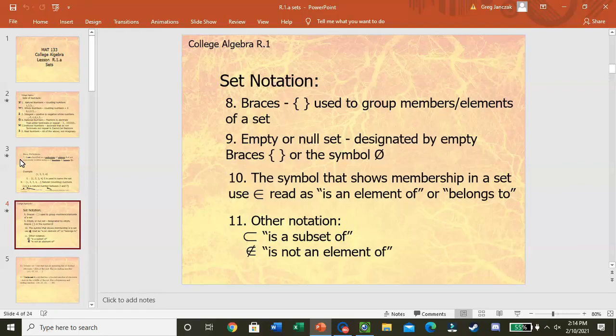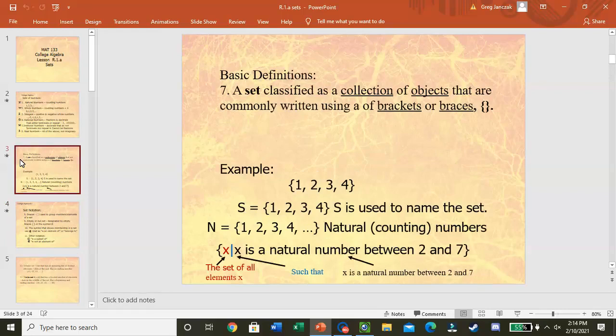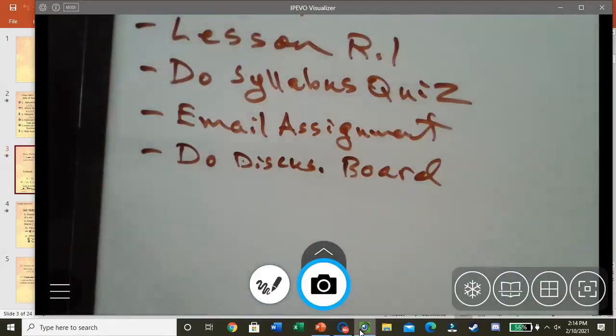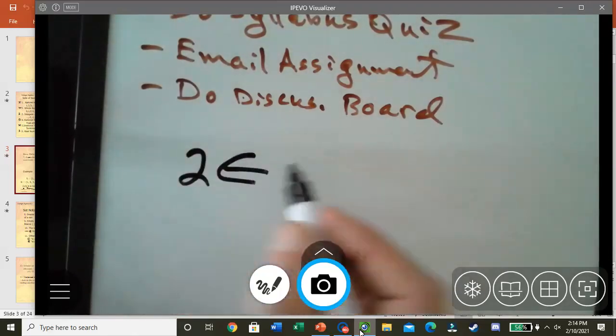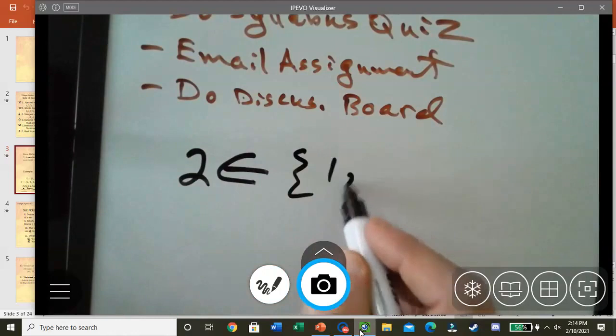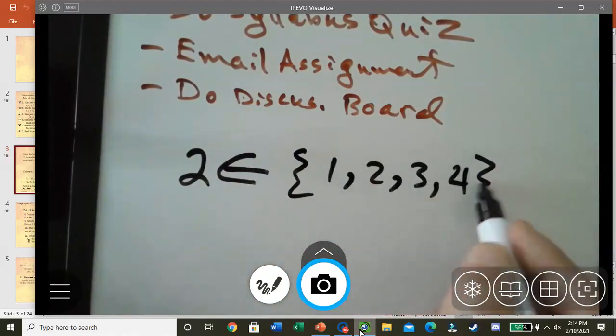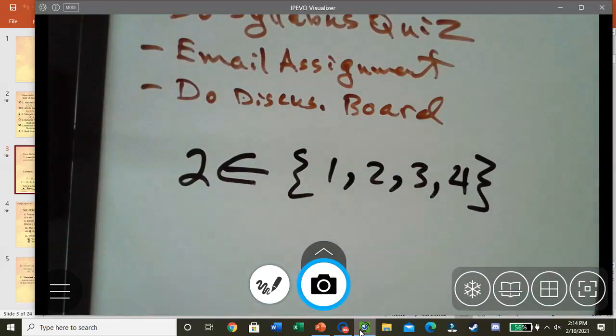So if we were to look at this set here, 1, 2, 3, 4, we could say that 2 is an element in 1, 2, 3, 4. So like this. So we could say 2 is an element in set 1, 2, 3, 4. Okay? So it just signifies this item here is a part of that set.